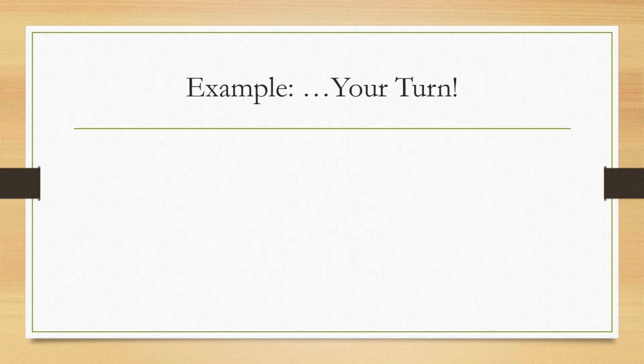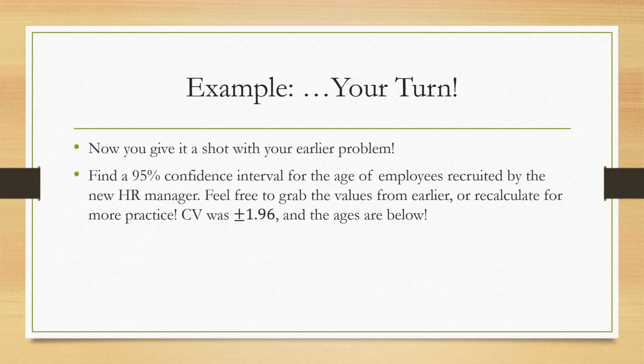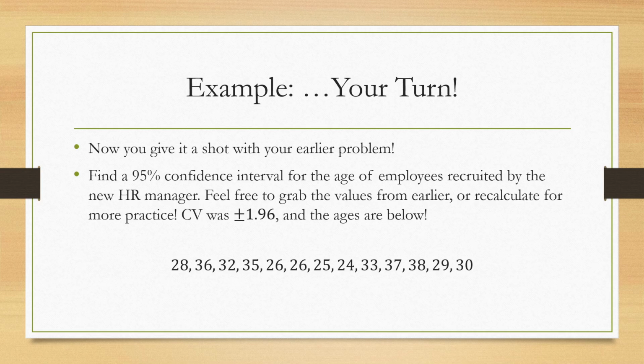All right. Well, now why don't you give it a shot? Put together a confidence interval for your earlier problem. So earlier you were doing the age of employees recruited by the new HR manager. Find the 95% confidence interval for the age of the employees. You can grab the values from earlier if you want to, the hypothesis testing example problems, or if you want some more practice, you can practice recalculating them. The critical value for that problem was plus or minus 1.96 for the two sides, the negative and the positive, and the ages are below. So go on and pause the video and give this one a shot.